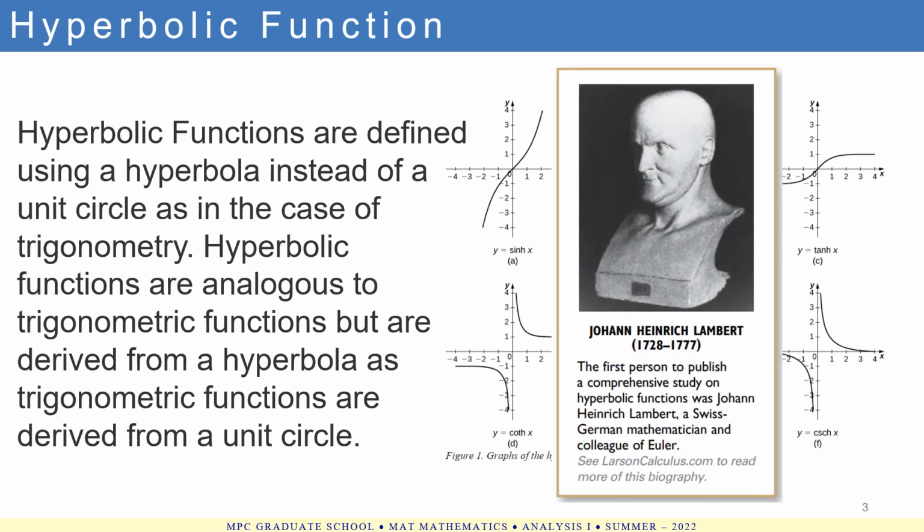Johann Heinrich Lambert, a Swiss-German mathematician and colleague of Euler, is the first person to publish a comprehensive study on hyperbolic functions.